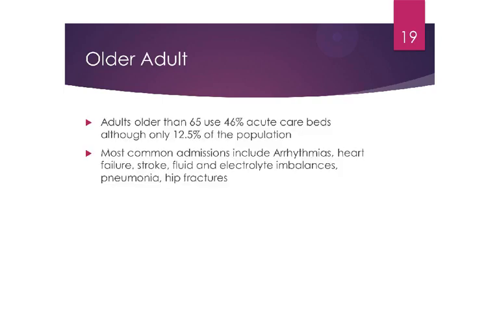So in our older adults, adults older than 65 take up 46% of acute care beds, although they're only 12.5% of the population. So the most common causes of admissions for the older adult include cardiac arrhythmias, heart failure, stroke, fluid and electrolyte imbalances, pneumonia, and hip fractures.